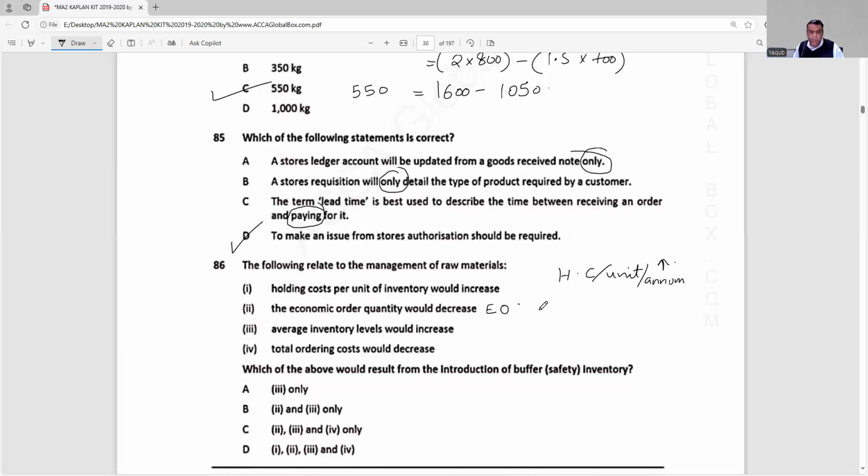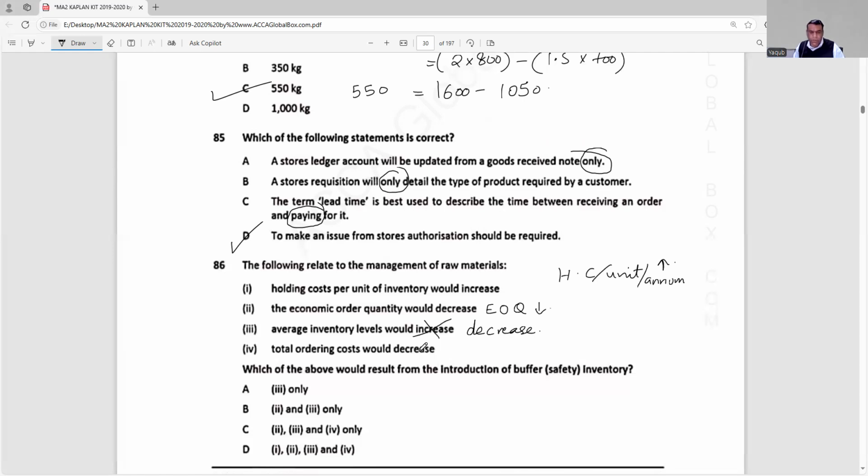So that's why EOQ will fall down. Average inventory level would increase. When EOQ is reducing, then average inventory level would not increase. In fact, average inventory level would decrease. So third statement is incorrect.